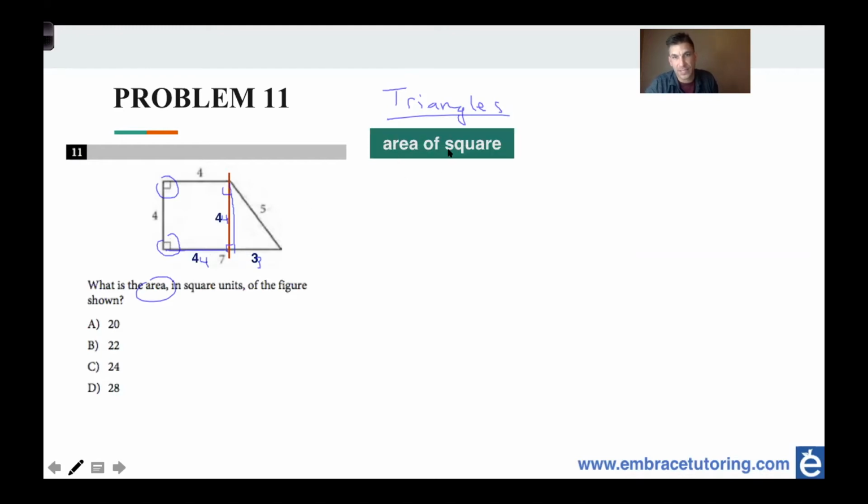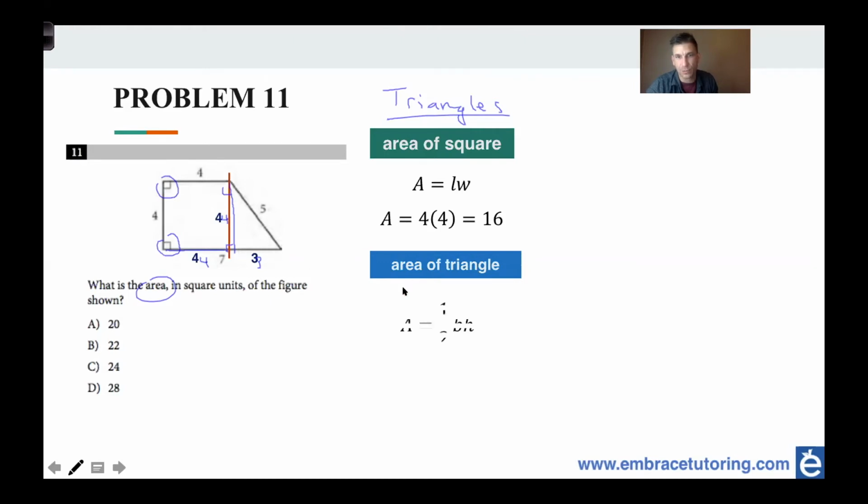Now, as I'm figuring out my area of the square, that one's fairly simple. Area equals length times width, which is area equals 4 times 4 is 16. Now I want to figure out my area of a triangle, which is area equals half of base times height. My base in this instance is going to be the 3, and my height is going to be the 4. Here's my height, 4, here's my base being the 3. I get half of 3 times 4, which is 12. So half of 12 is 6. So A equals 6.